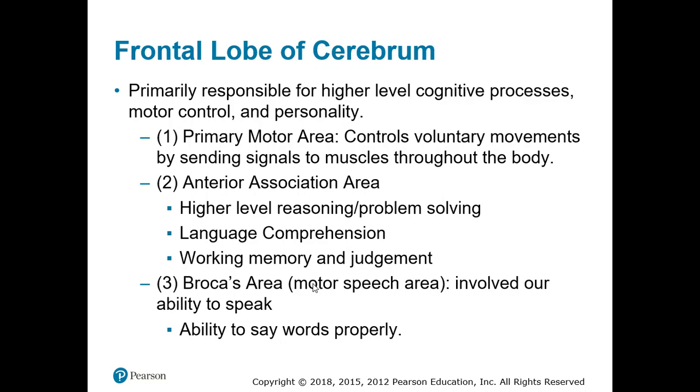The second area is called the anterior association area. This is going to be higher level reasoning and problem solving skills. This is going to be language comprehension. And this is going to be working memory and your judgment. Should you do this? Should you not? Is this appropriate action or is it not appropriate? So typically you might hear people say, oh, if they're younger, their frontal lobe is not developed yet. And that's because this area of our brain does have higher level reasoning and judgment calls.